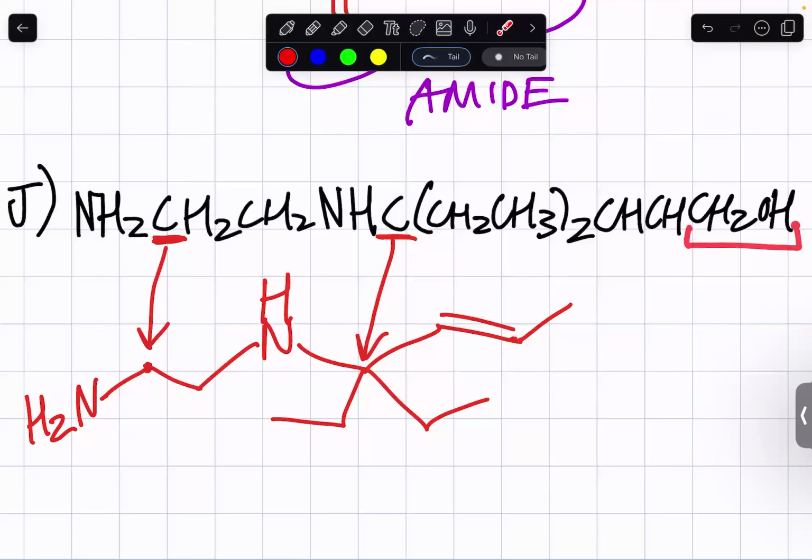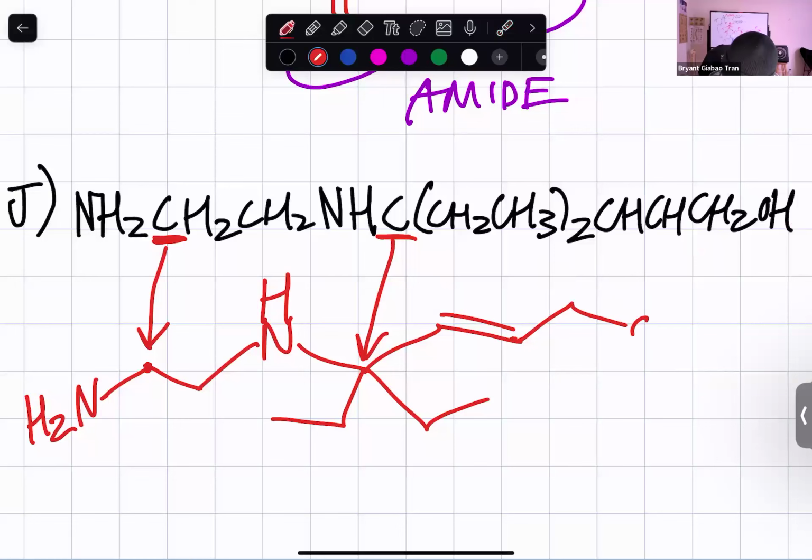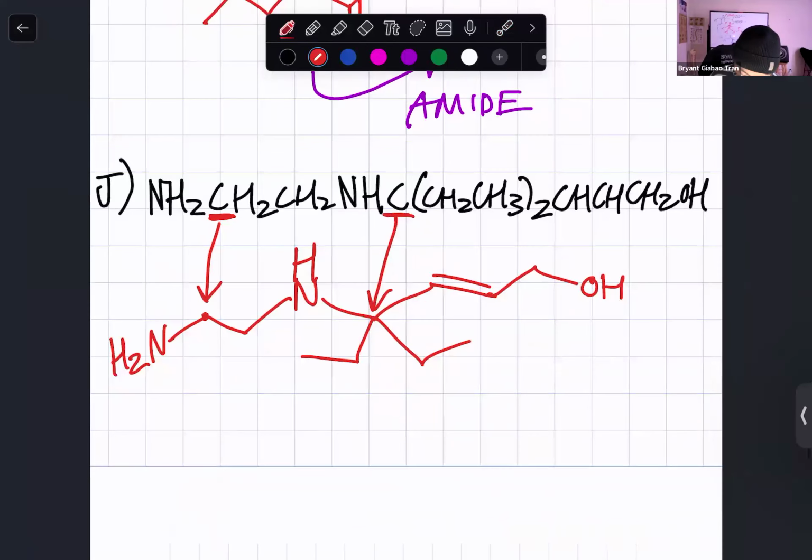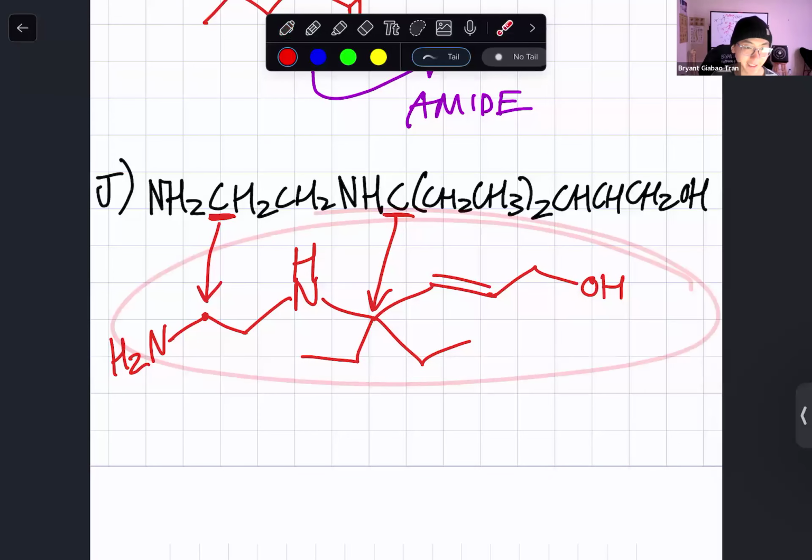And then that part, I say that there's a carbon that has 2 hydrogens and then an alcohol, which is the CH2OH right there. We finish it off like that. Nice. So this is the overall structure right here.